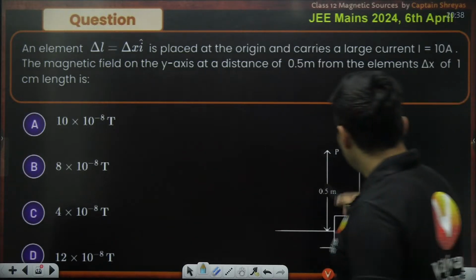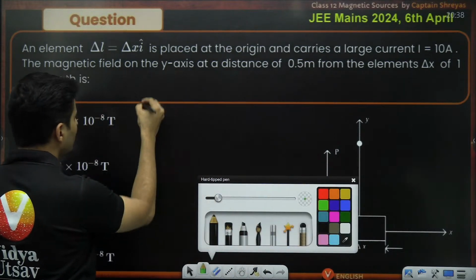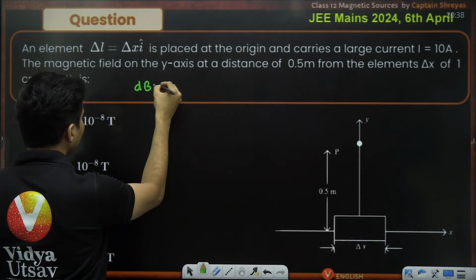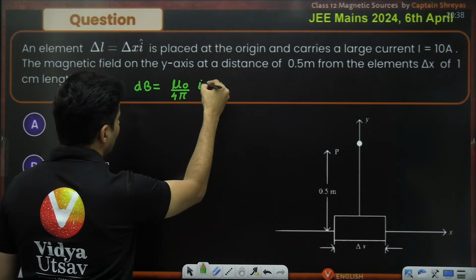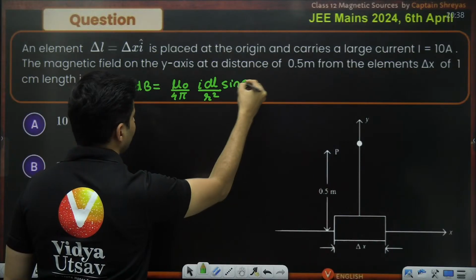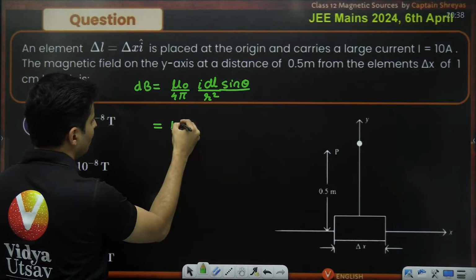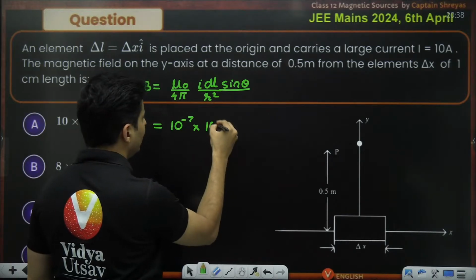So this is R, this is that element. I want to find the magnetic field. Let me use our magnitude formula. The magnitude formula is mu naught by 4 pi I dl divided by R square, and here we have sine theta. So what is mu naught by 4 pi? It is 10 to the power minus 7. What is the current? It is given to be 10 amperes.